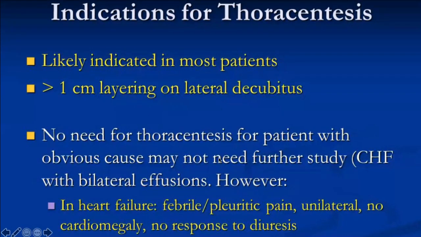But you don't need a tap for congestive heart failure. No need to do thoracentesis in patients with obvious heart failure. Just like in heart failure, we usually increase the diuretics, and that should take care of the pleural effusion. Otherwise, if it's massive, you could do thoracentesis. So in heart failure with fever, pleuritic pain, unilateral effusion, no cardiomegaly, and no response to diuresis, then you would do thoracentesis.